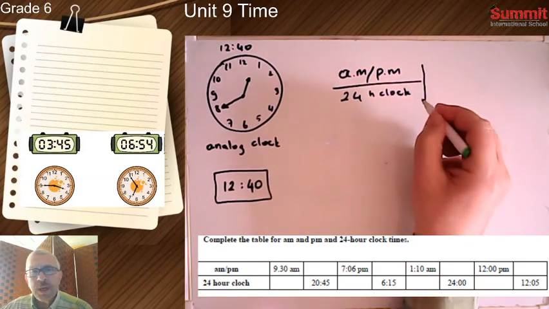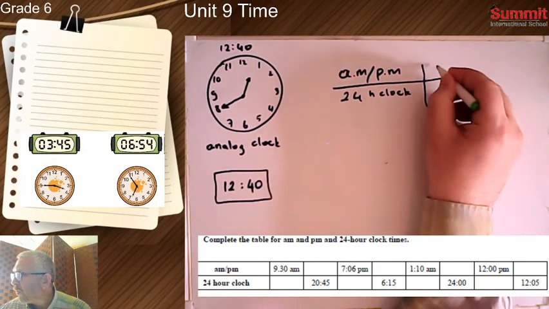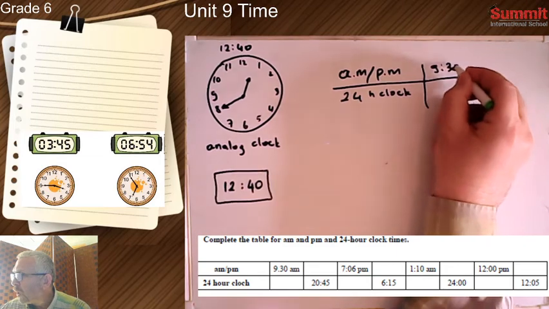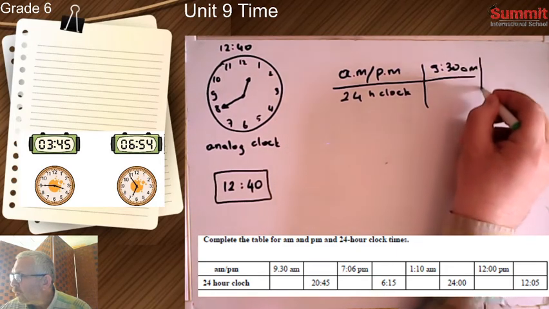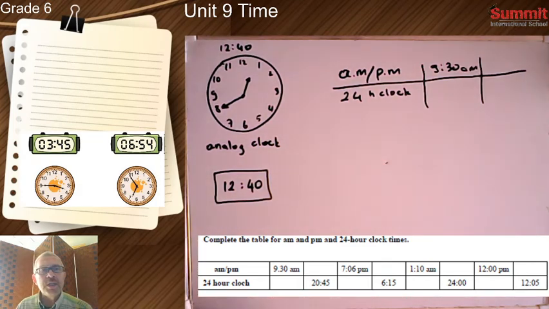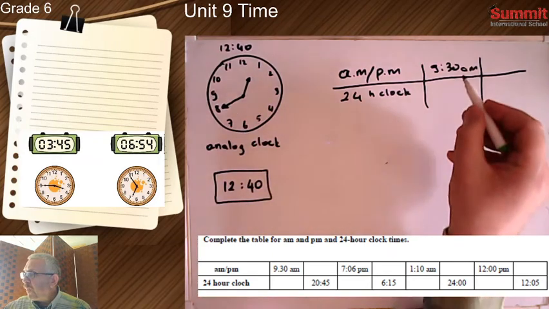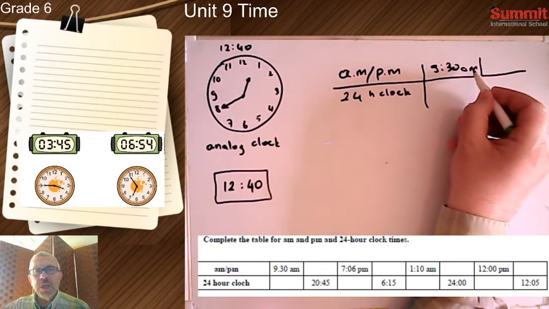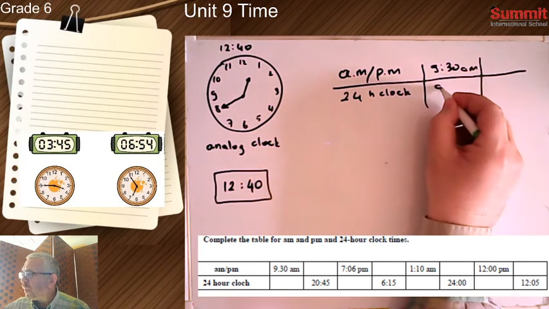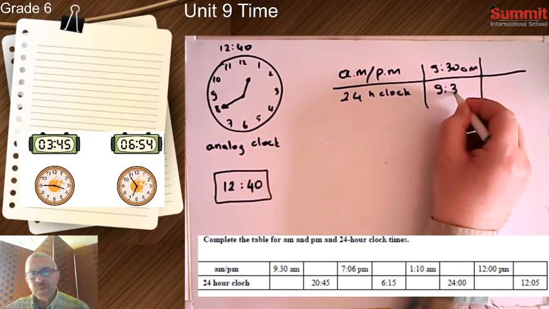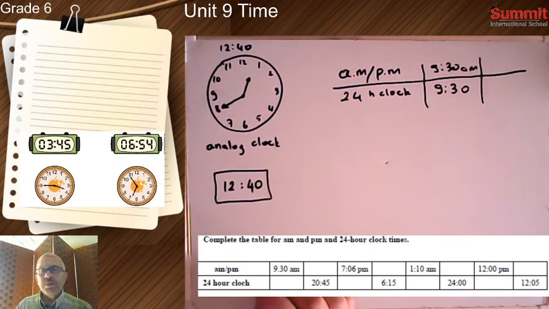Now what we have here, for example, I have 9:30 AM. Yesterday we did a table. On the right side there was AM, PM, and on the left side there was the 24-hour clock. If we have AM, we are not going to make any change, we are just going to write it like 9:30. In this way, using yesterday's table, we are going to fill in this whole table.